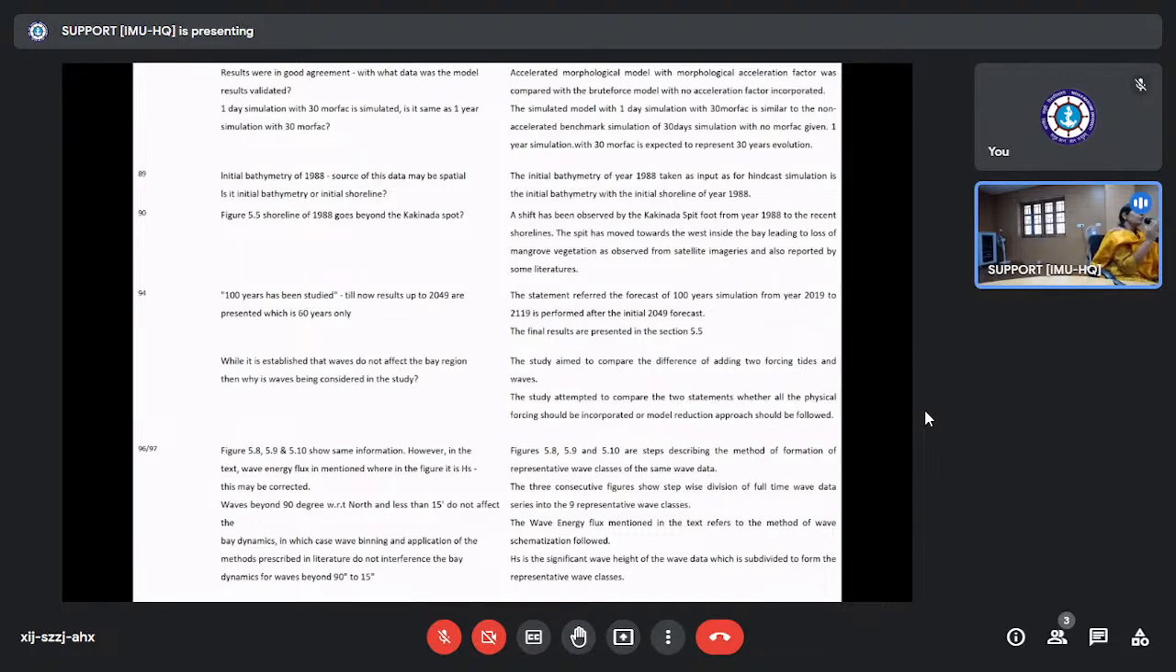30 is the constant morphological factor when only tides are taken into consideration, and when waves are included and emission values are included, then there is a variable morphological acceleration factor as per the wave periods. Okay, given 30, 30, then I'm getting only 90. 30, 30, 30. Yes, sir.